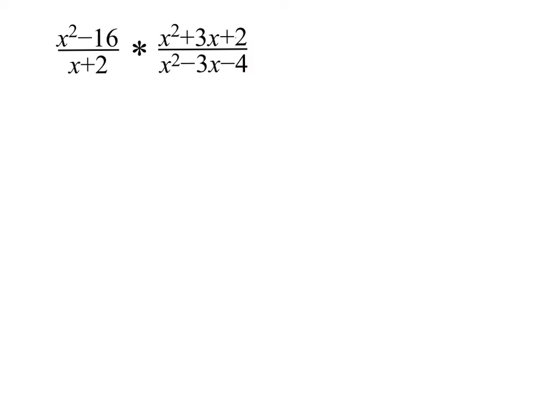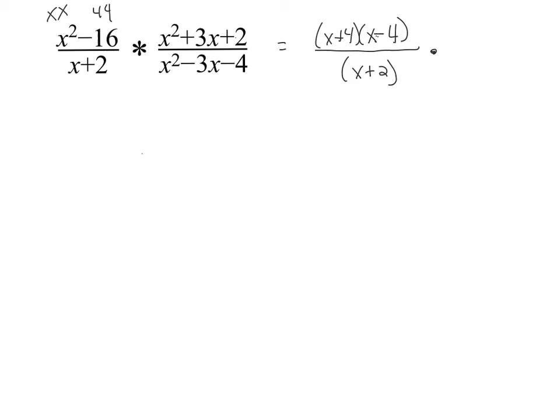So let's look at the next one. So a little bit of factoring here. The first one we have is x squared minus 16. If I factor that, that's a difference of squares, x and x, 4 and 4. So this will factor as x plus 4, x minus 4. The bottom is just x plus 2, so that's not really going to go anywhere.